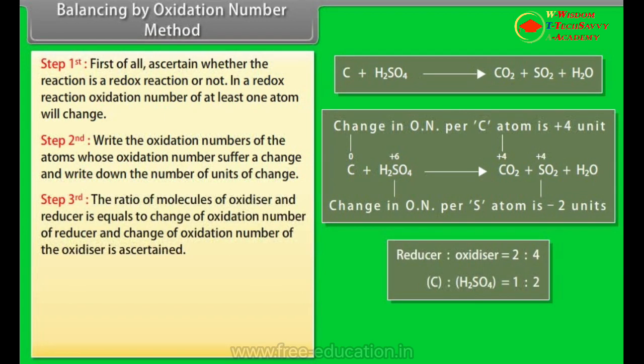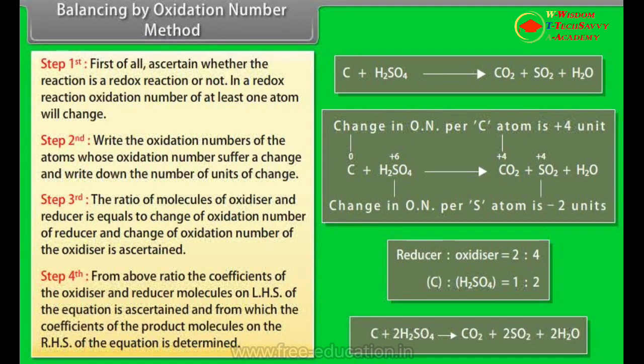Step third. The ratio of molecules of oxidizer and reducer is equal to the change of oxidation number of reducer and change of oxidation number of the oxidizer is ascertained. If the ratio is not a simple one, make it simple. Step fourth. From the above ratio, the coefficient of the oxidizer and reducer molecules on LHS of the equation is ascertained and from which the coefficient of the product molecules on the RHS of the equation is determined.